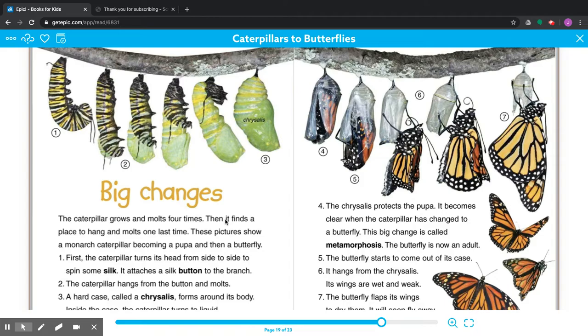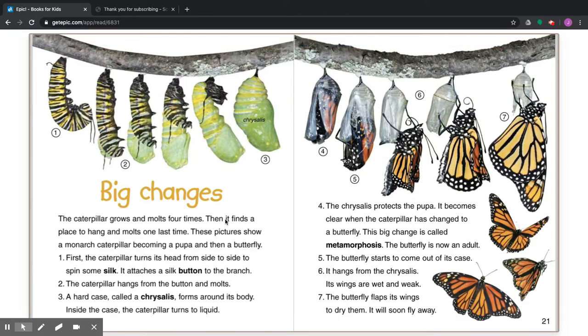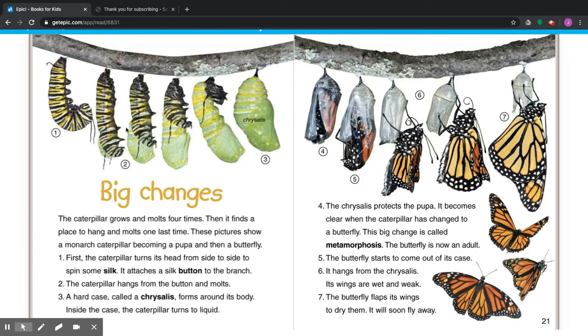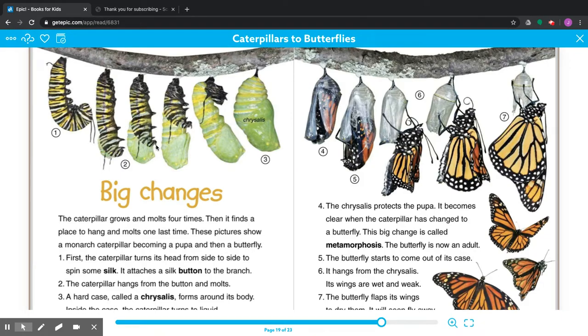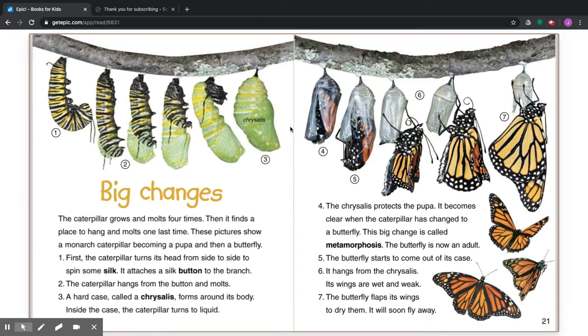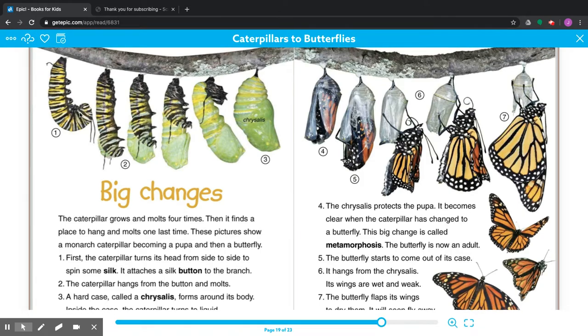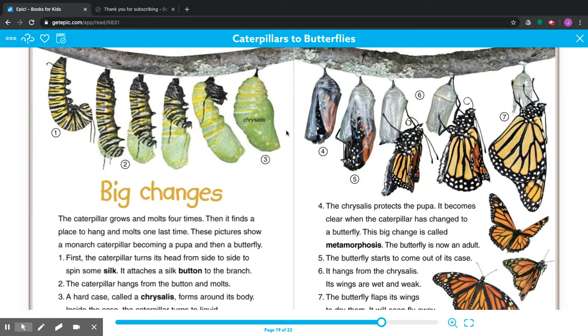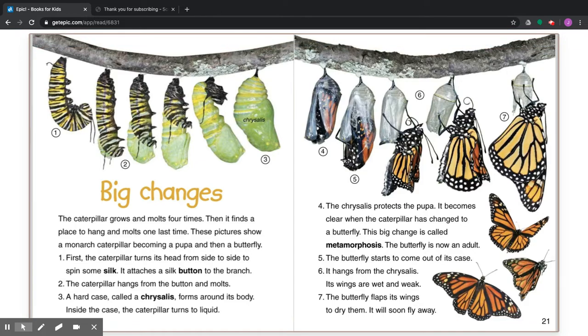The butterfly is now an adult. The butterfly starts to come out of its case. It hangs from the chrysalis. Its wings are wet and weak. The butterfly flaps its wings to dry them. It will soon fly away. Look at these pictures of it changing. So these pictures would have been taken over a long stretch of time. So they would have taken a picture of the caterpillar probably every few days, and then they stitched it together to make it look like it was changing before our eyes. Isn't that crazy?